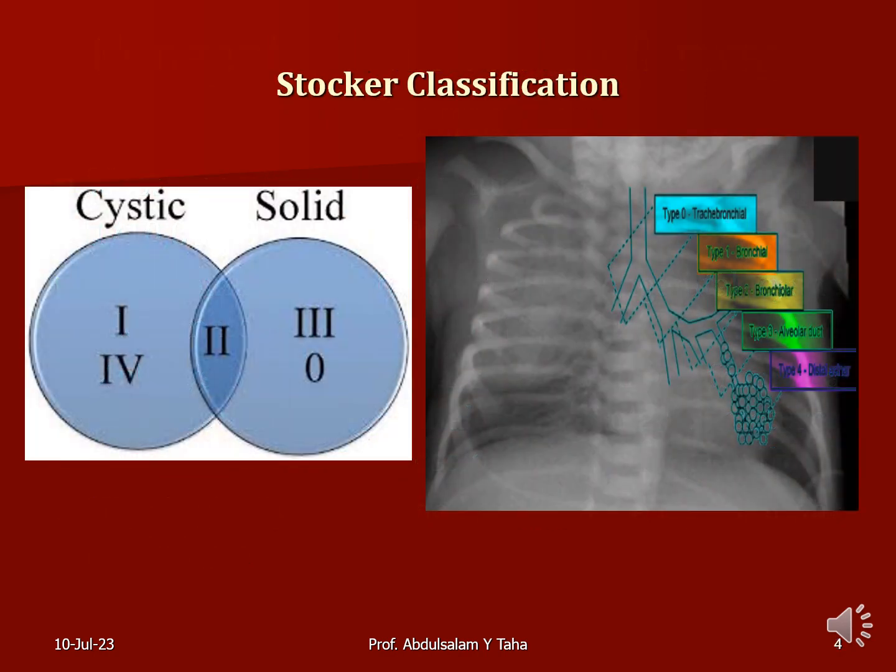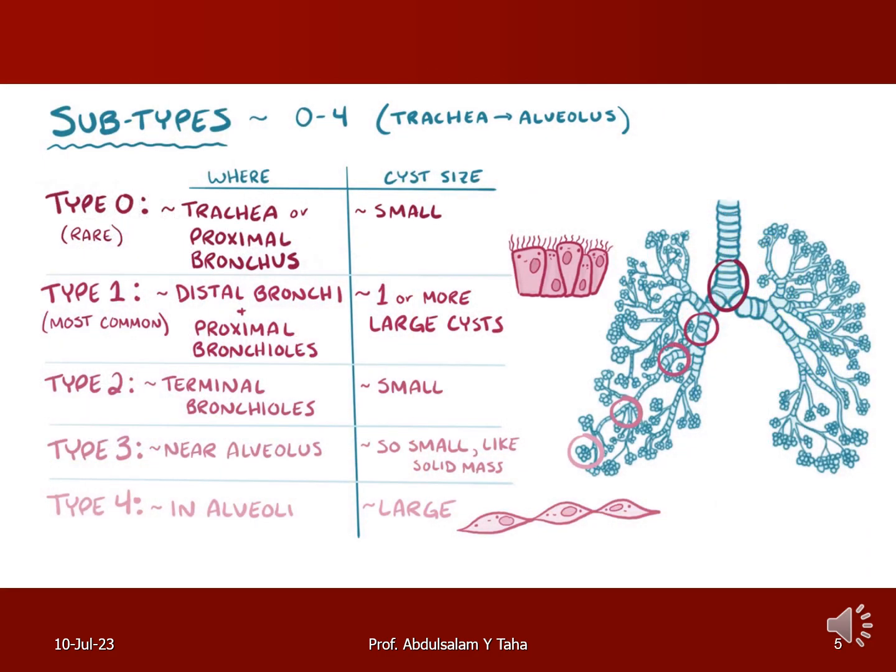The Stocker classification of this disease classifies the lesion into 5 subtypes from 0 to 4. The subtypes 1, 2, and 4 are predominantly cystic, while the subtypes 2, 3, and 0 are predominantly solid. The subtypes originate from different parts of the tracheobronchial tree.